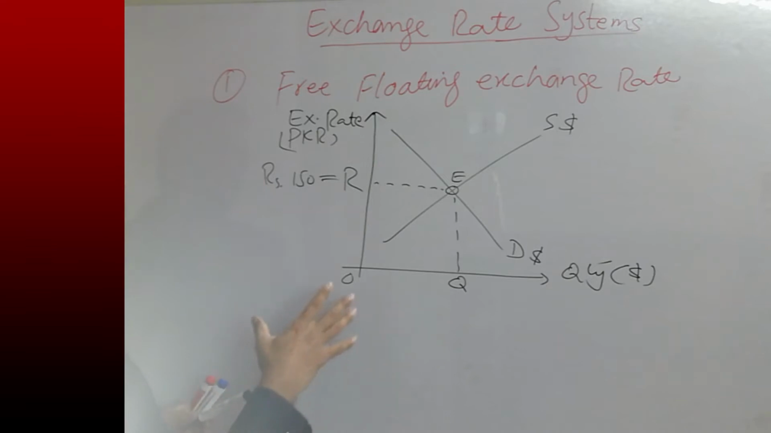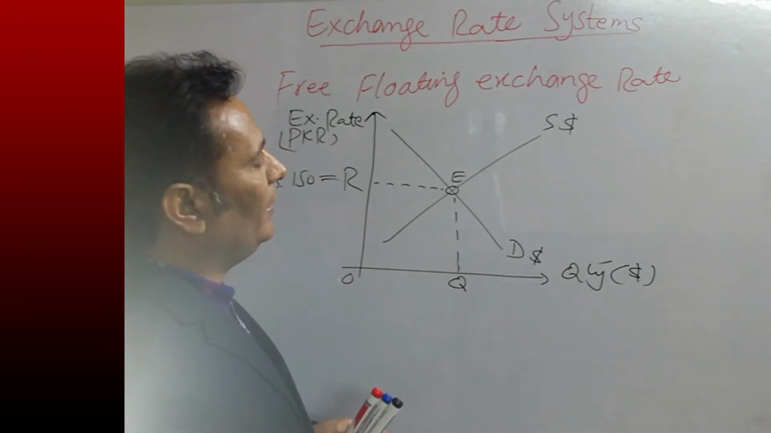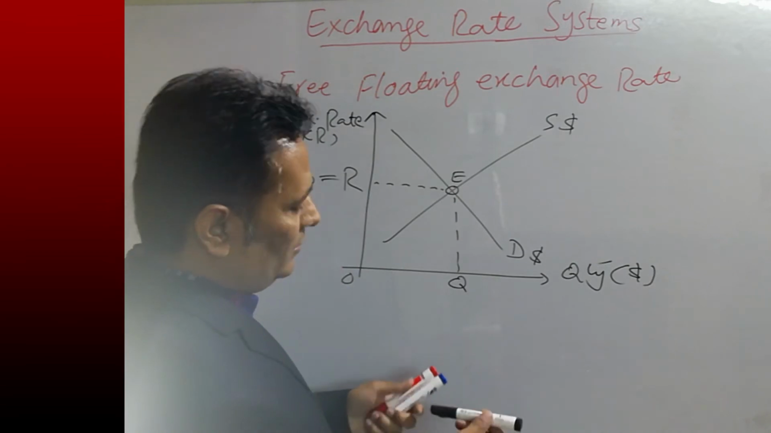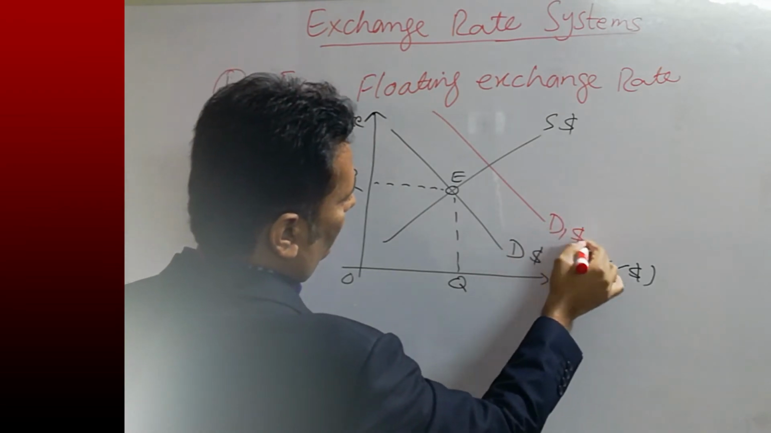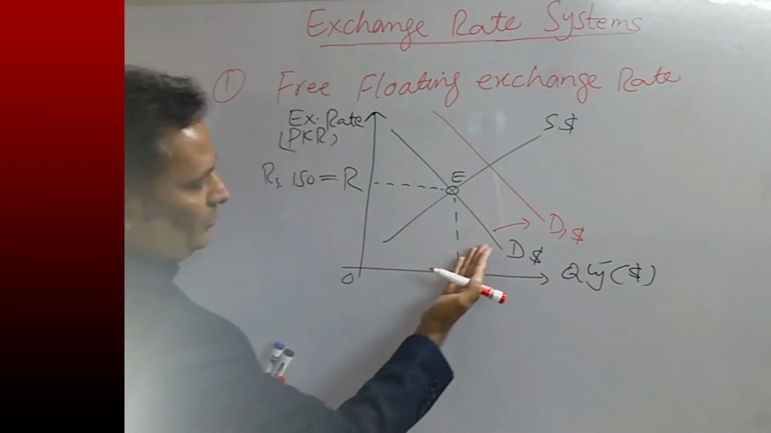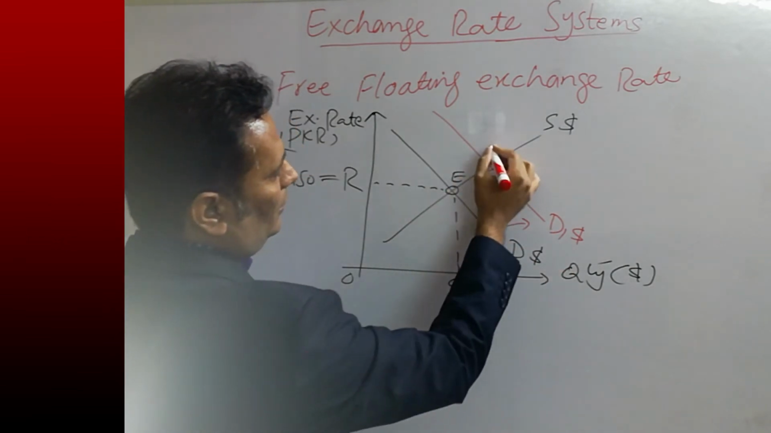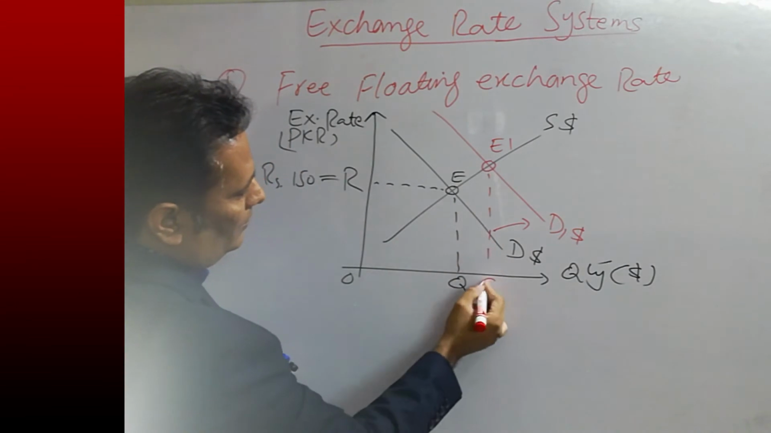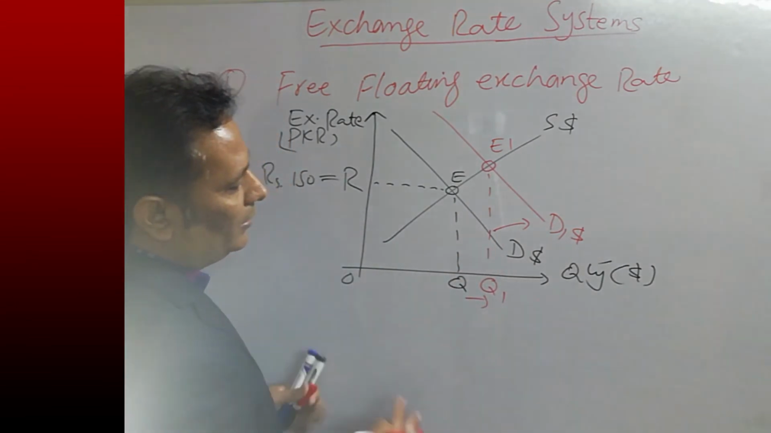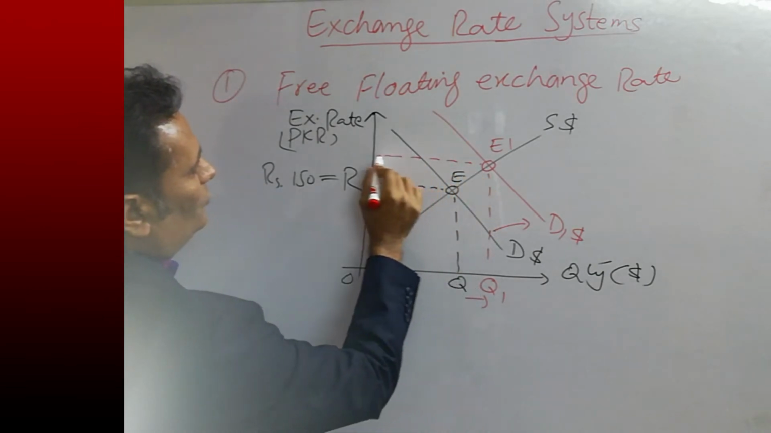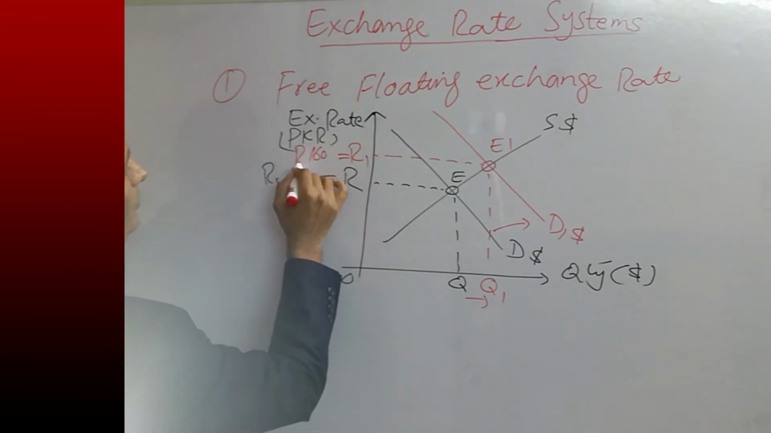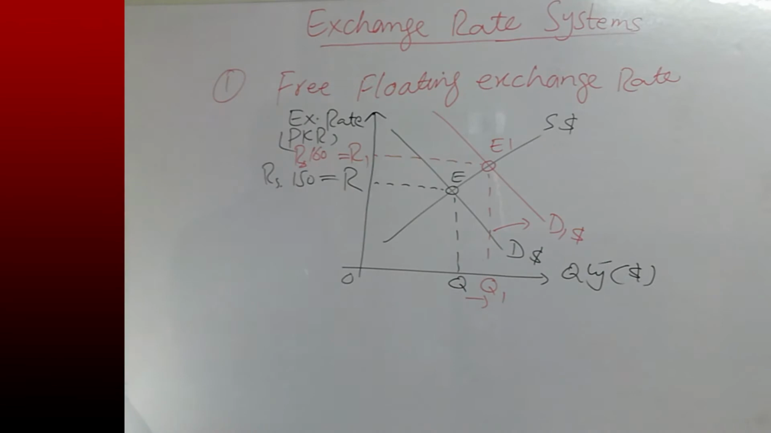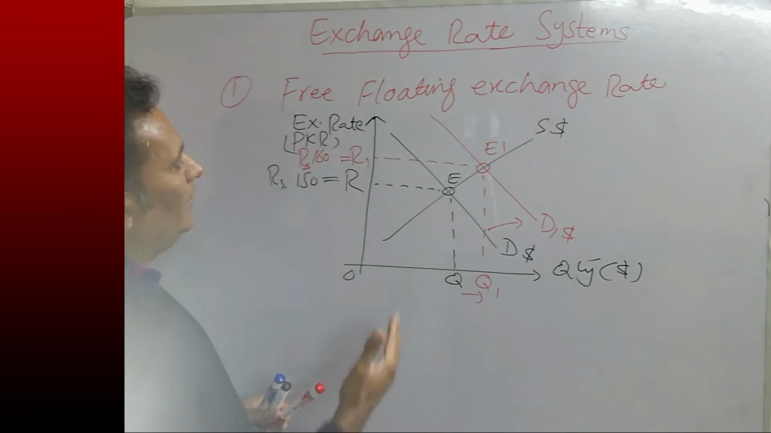However, exchange rate in free floating exchange rate system is really volatile and it keeps changing with the changes in demand and supply. If there is rise in demand for dollars, then dollar will appreciate. For example, if demand for dollar increases, then demand for dollar will shift to the right. New equilibrium will take place at E1, and this much quantity of dollars will be bought and sold in the market, and the rate of exchange of $1 will be equal to R1. Let's say now it is 160 rupees.